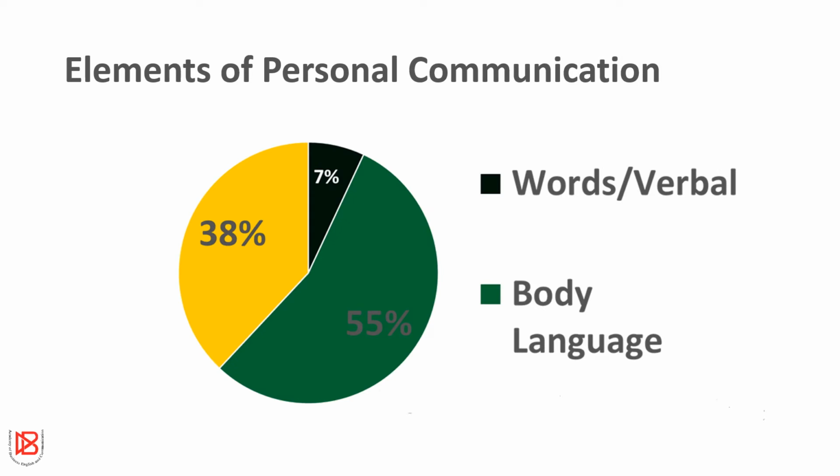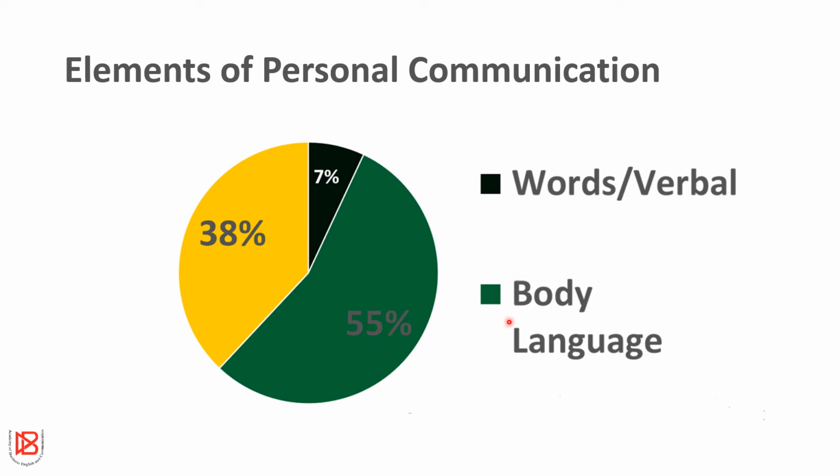So the elements of personal communication, this is what we need to go through. The verbal is only 7%, but believe it or not, we stress around 97% on the words and the verbal thing. 97%. There's a difference between 7 and 97. So everybody stresses on the words. They stress on the verbal abilities, and probably they will negate the body language. Remember, body language plays the major role here.